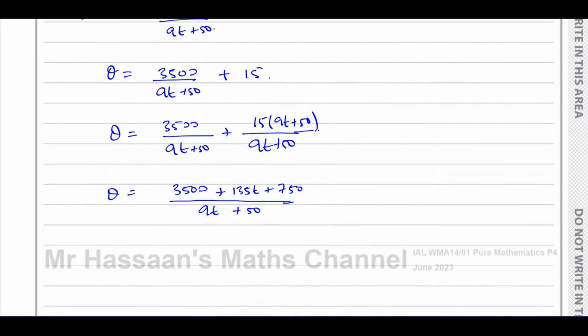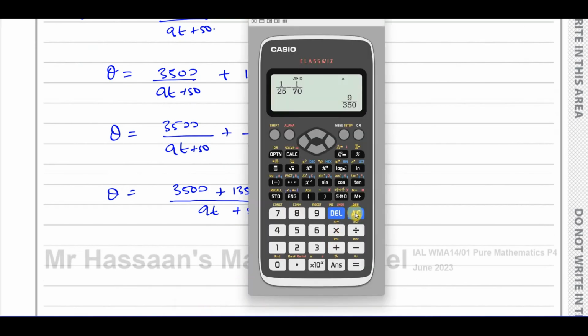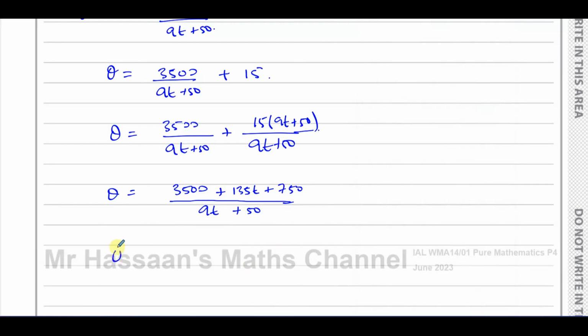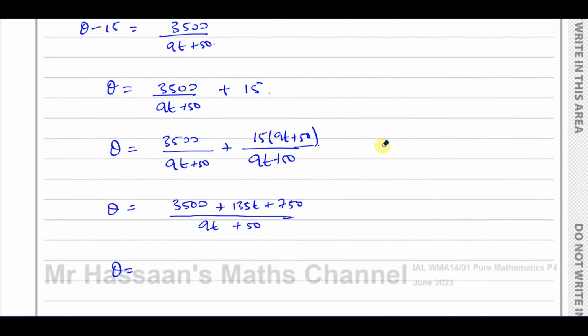Let's just make sure in case I made some silly mistake there. Let's do 15 times 9: 135. And you've got 15 times 50, sorry, 15 times 50: 750. Add that to 3,500. That gives you 4,250. So you have theta equals 4,250, or we can say 135t, because we want it in this form here.